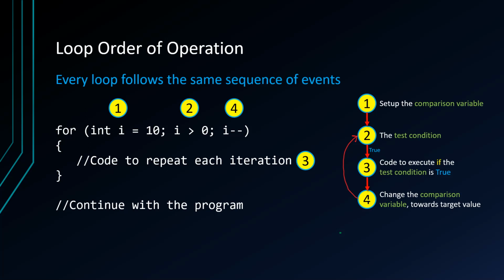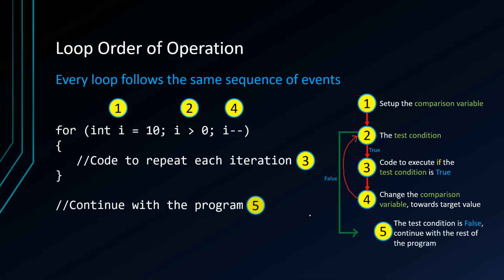This process will continue until i is no longer greater than 0, at which point it will fail the test condition. The test condition will be false, and then it will continue on with the rest of the program. So when it comes back up from the i minus minus, it goes to 2 and tests it, and it may or may not pass. If it fails, it jumps all the way down to number 5 and continues on with the rest of the program. Every loop follows this exact same structure in all the types of loops that we're going to work with.